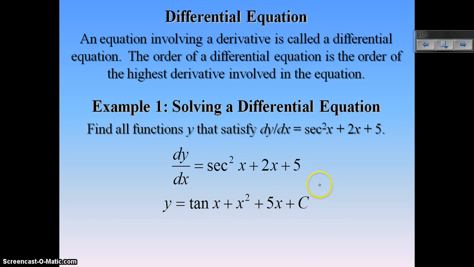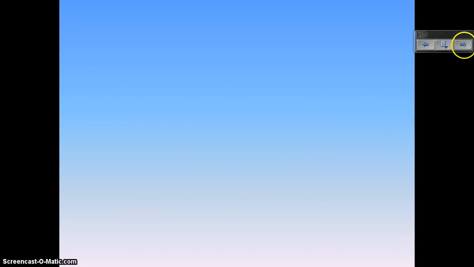Now, this is a very simple differential equation, but you see the idea. It involves regular x's and it involves derivatives also. Later on we will throw in some more complicated ones that have second derivatives, that have mixtures of derivatives, and that involve different ways of solving as we go throughout the chapter.